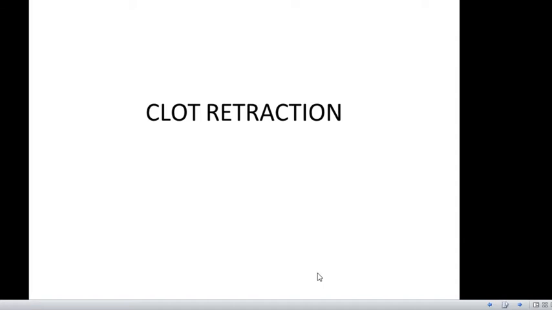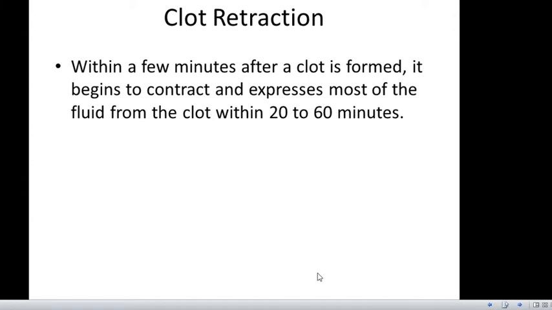Clot retraction. Within a few minutes after a clot is formed, it begins to contract and expresses most of the fluid from the clot within 20 to 60 minutes. This clot retraction is important because it pulls the edges of the injured vessel for healing.